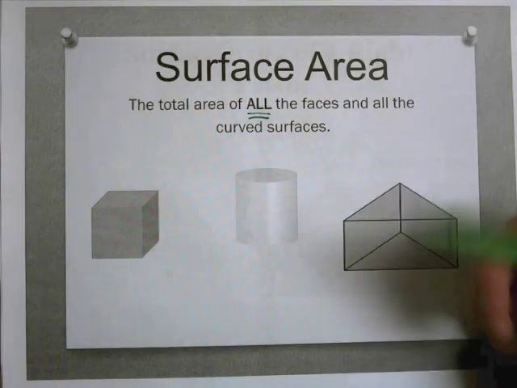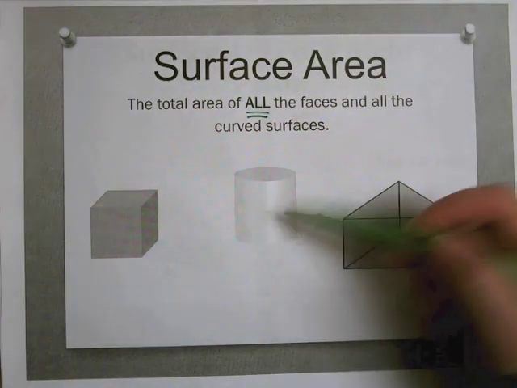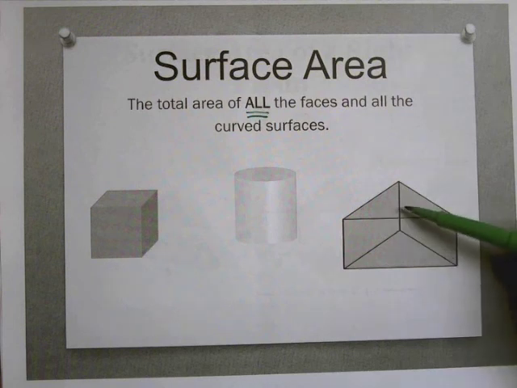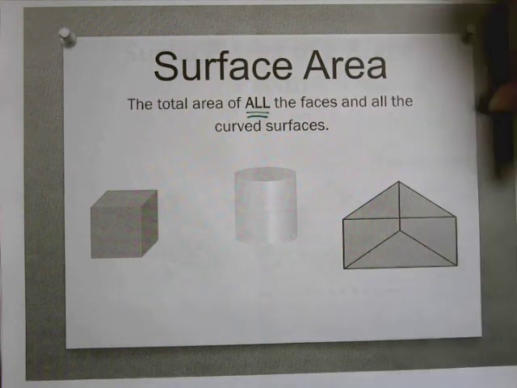Okay? So on this, we'll have 6 sides to cover. This will have the 2 circular bases plus that curved surface. And our triangular prism will have 1, 2, 3, 4, 5 sides to cover.